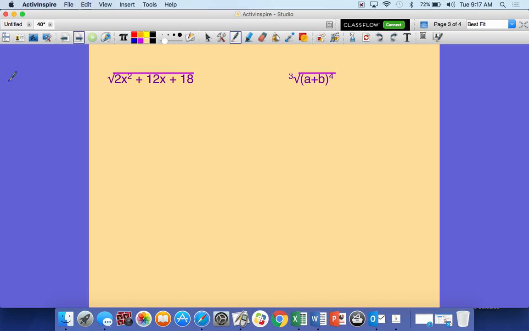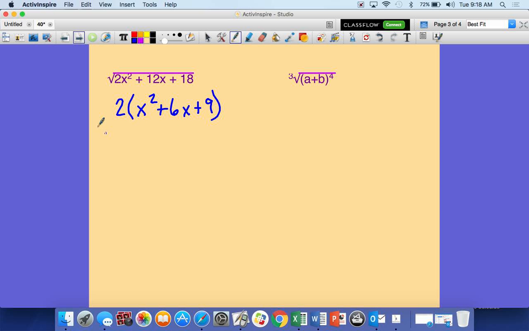Now, what do we do with this? We can do it with polynomials also. All right, the square root of 2x squared plus 12x plus 18. Well, what jumps out to me with this one first is this looks like it's trying to be factored. Let's see what happens when we factor it. We can pull out a 2, and we're left with x squared plus 6x plus 9.